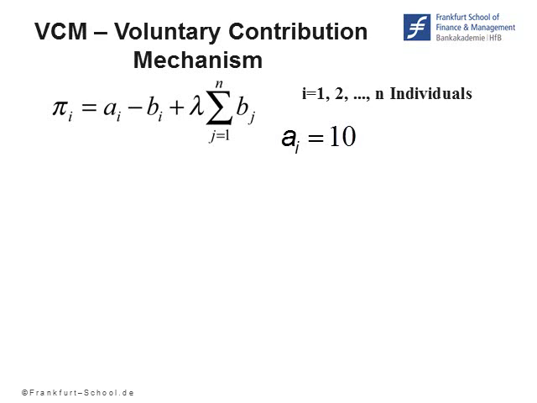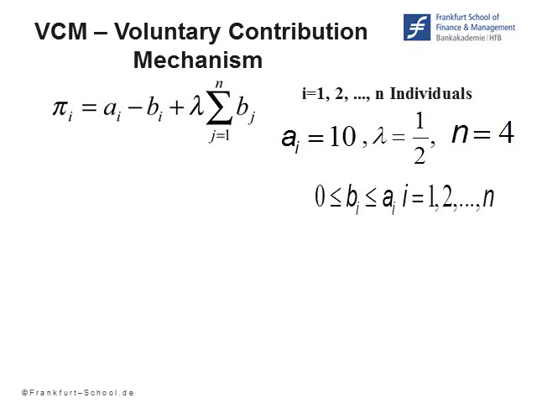Specific figures make this much clearer. Assume that lambda is 1/2, they get back 1/2 of whatever they put in the pot. And let's assume n is 4. Then you see the condition that each of them can give a sum between 0 and the initial endowment into the pot and then gets back from this something out of the pot, and so the final sum of money is determined.